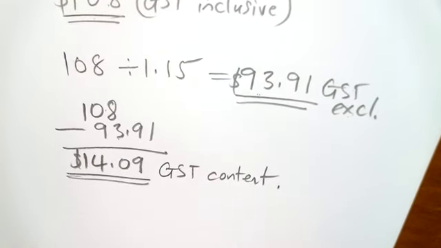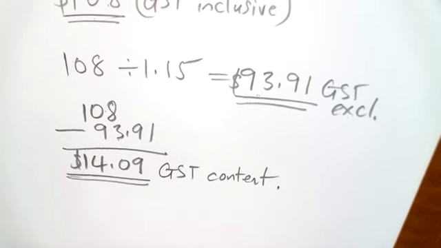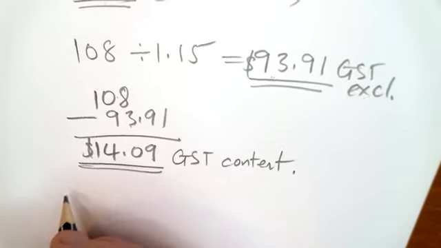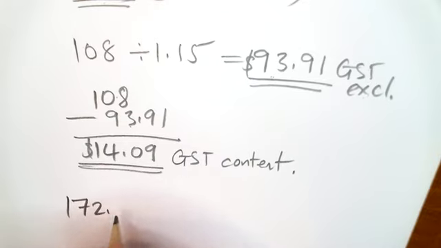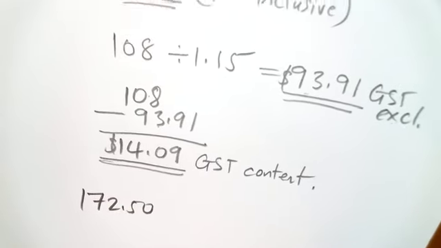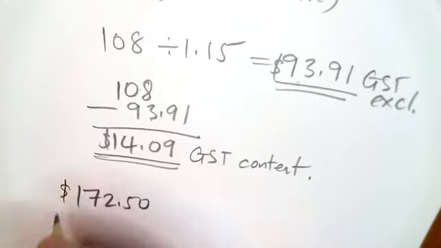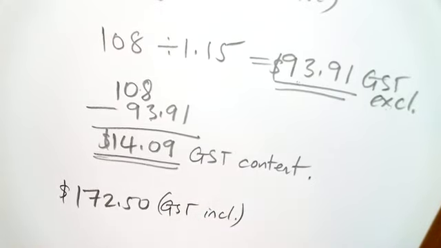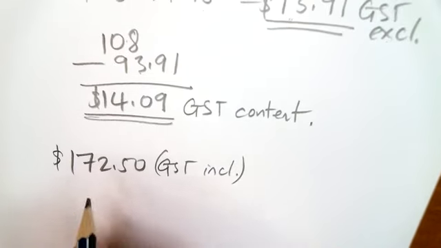Now, we did some before, actually, where we knew what the GST was. So let's see if we can do that. Let's have a look. Right, here we go. We had $172.50, and that was after adding GST. So we know this amount here is GST inclusive, and I'll abbreviate it like that. I want to find out, of the $172.50, how much of that is actually GST and how much is the rest of the purchase price.